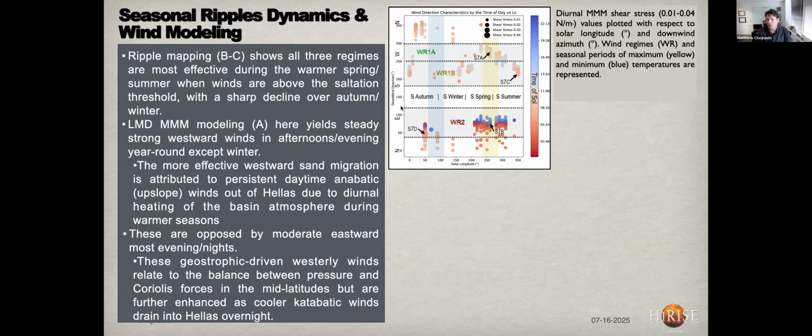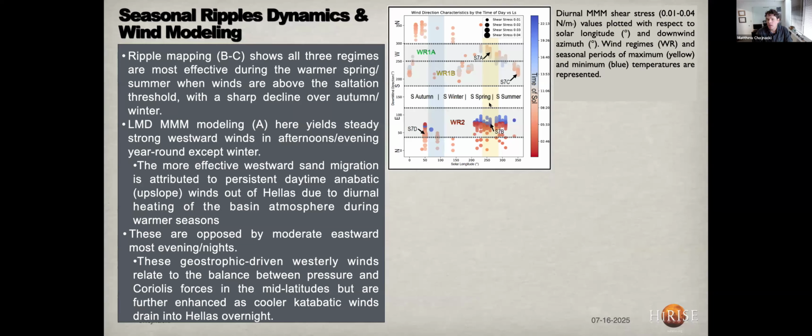So these are all downwind directions, if I didn't mention that earlier. But you can see that all the wind regime 2 is occurring in the colder times of the sol, so late evening or early morning, whereas the warmer seasons, warmer times of day are shown up with wind regime 1A and 1B, and that partially explains why they're more effective at moving sand in that time.